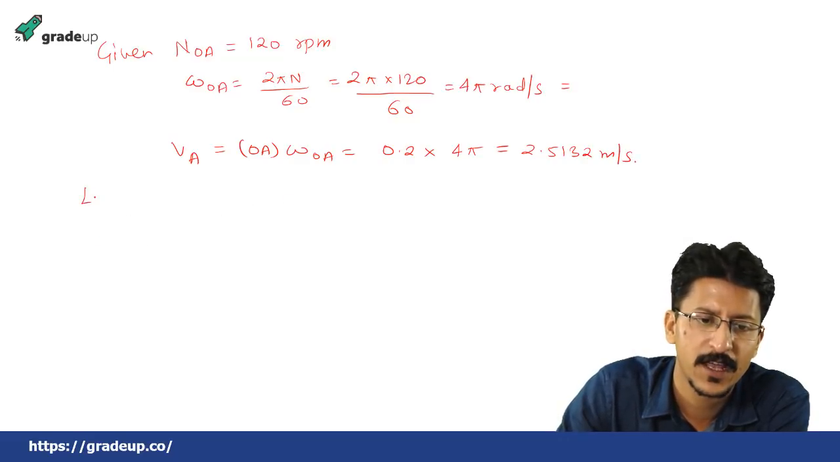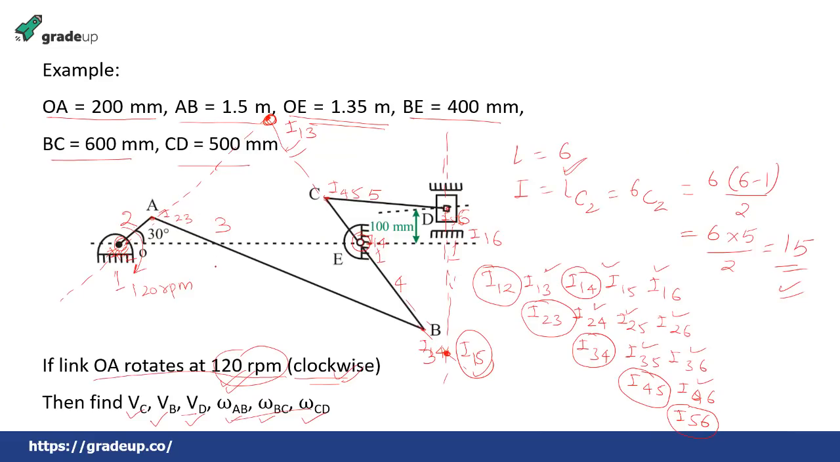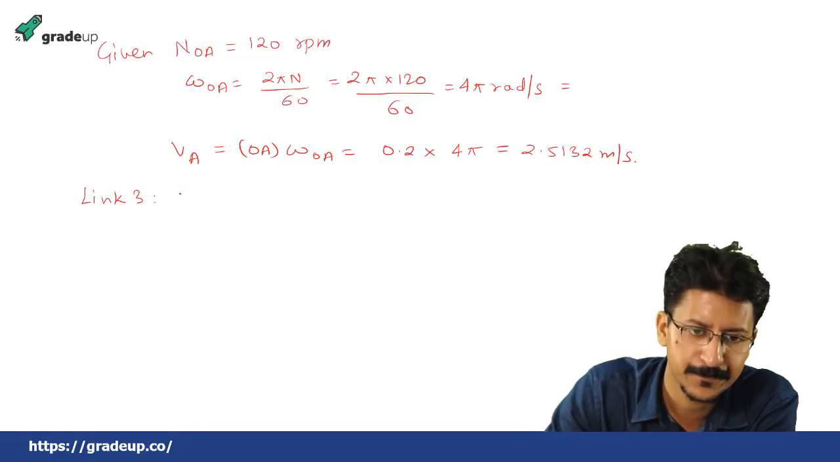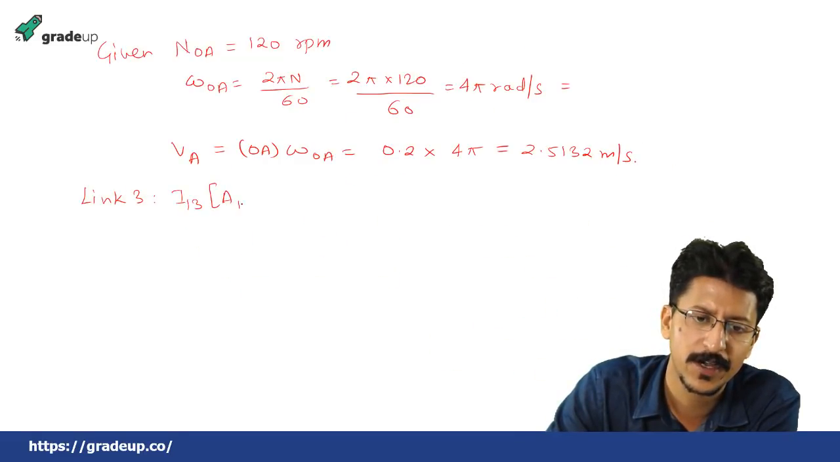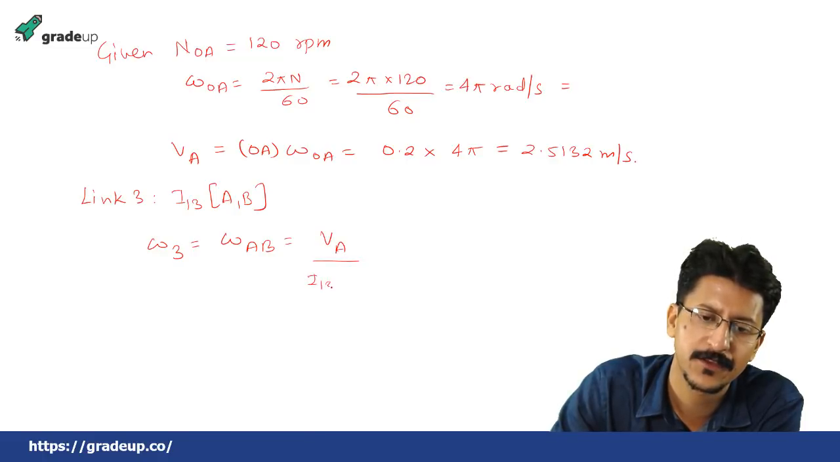Okay, then similarly for link 3, what is link 3? See, this is link 3 having the I center I13. Because the link is 3 and we have to take it with respect to the fixed link, it will be link 13. And what are the points included? That is point A and point B. So for link 3, I13, including the points A and B, omega 3 is equal to omega AB, which is equal to VA upon I13A equal to VB upon I13B.